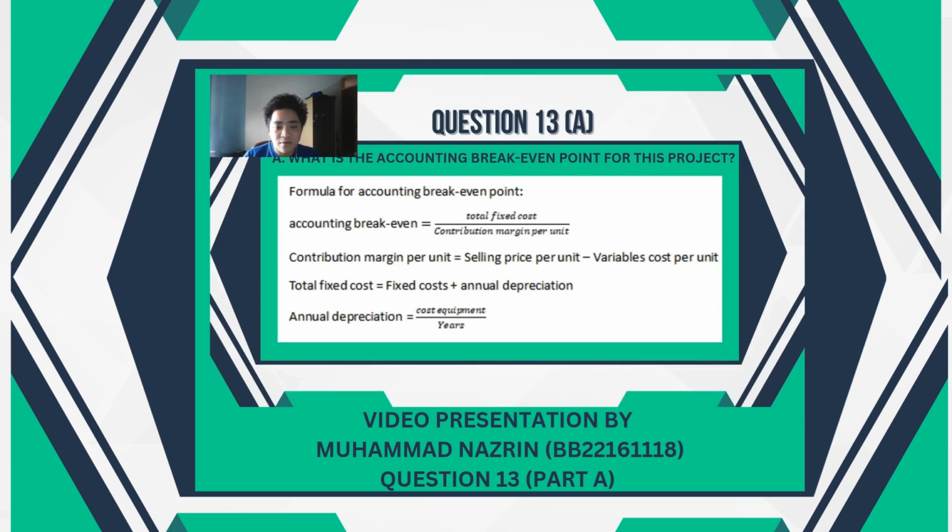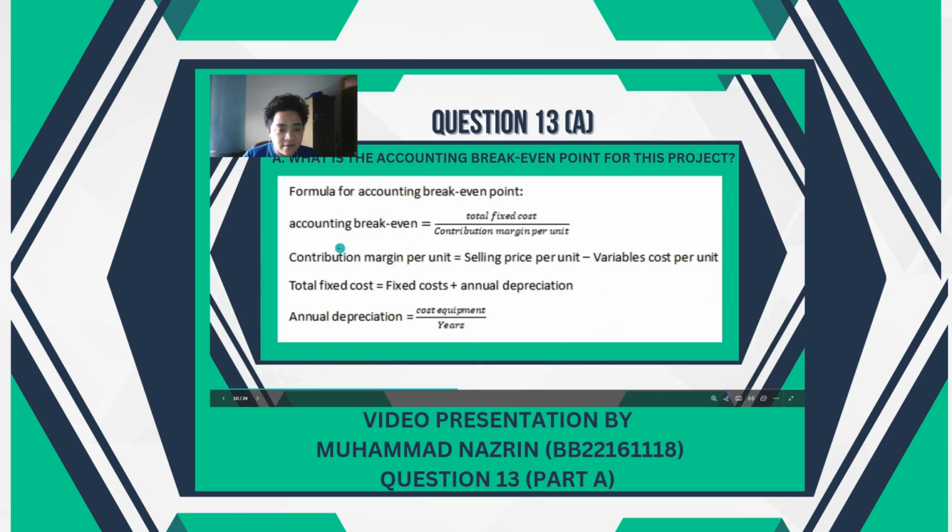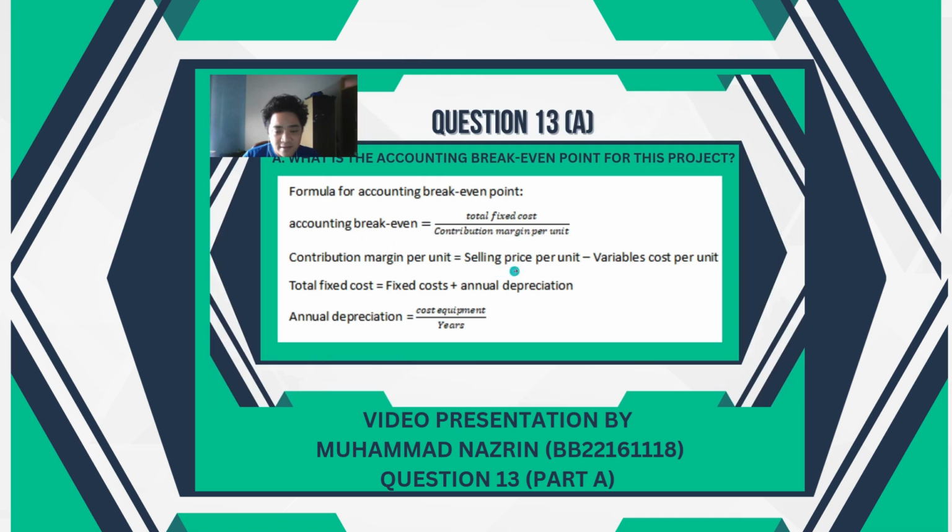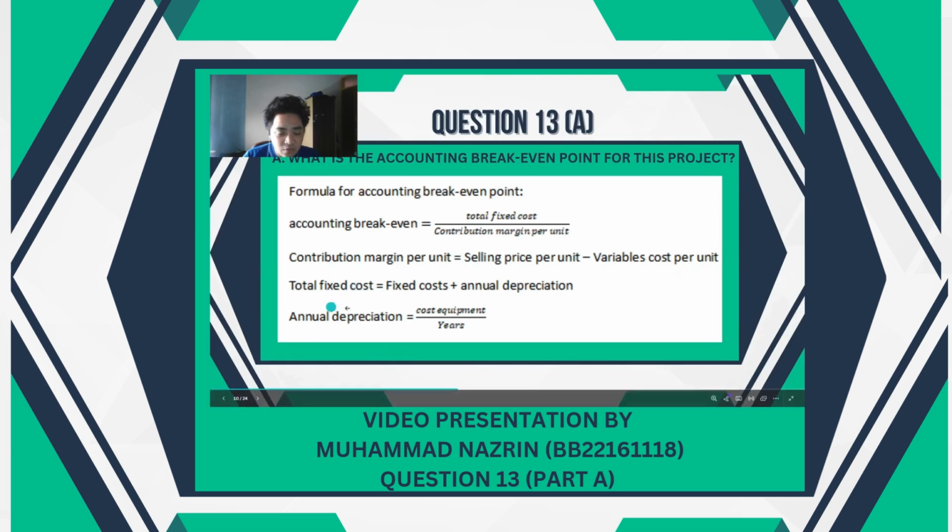What is the accounting break-even point for this project? This is the formula I'm using: total fixed cost divided by contribution margin per unit. The contribution margin per unit is selling price per unit minus variable cost per unit. To get total fixed cost, we add fixed cost plus annual depreciation, and the annual depreciation is cost of equipment divided by years.